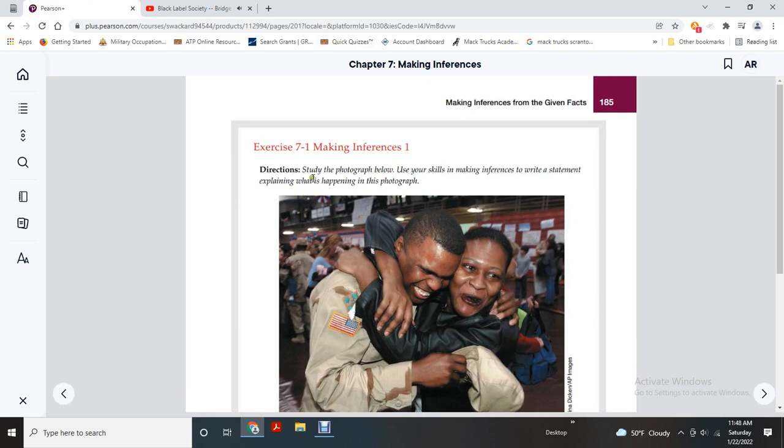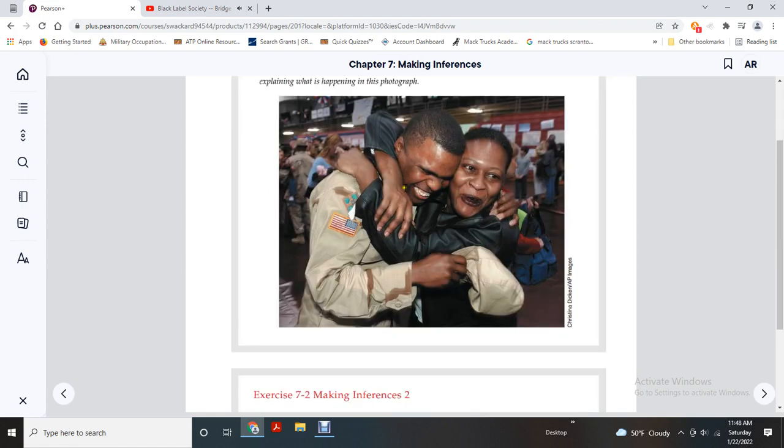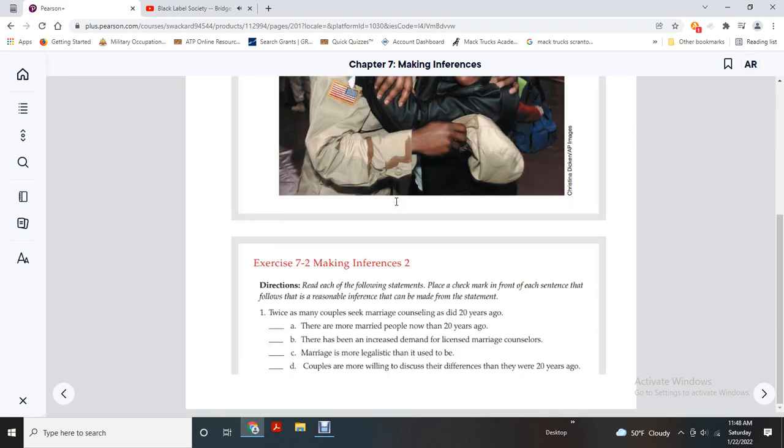Figure 7.1. Make an inference. Study the photograph below. Use your skills to make an inference with the statement. Explain what happened in the photograph. So, somebody comes home from graduation, someone graduated from the military, and meets his family.